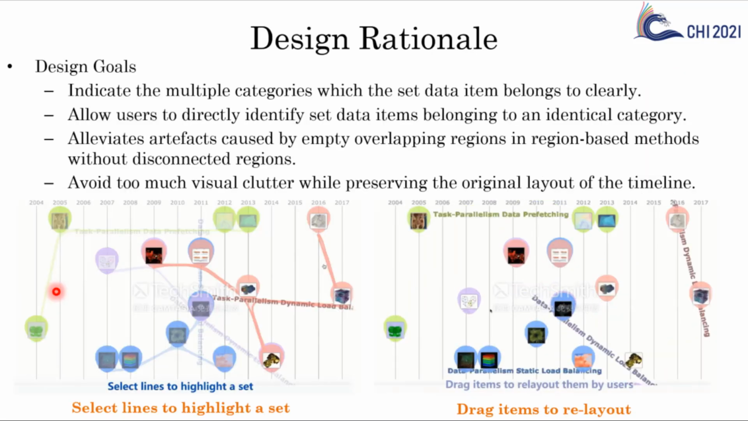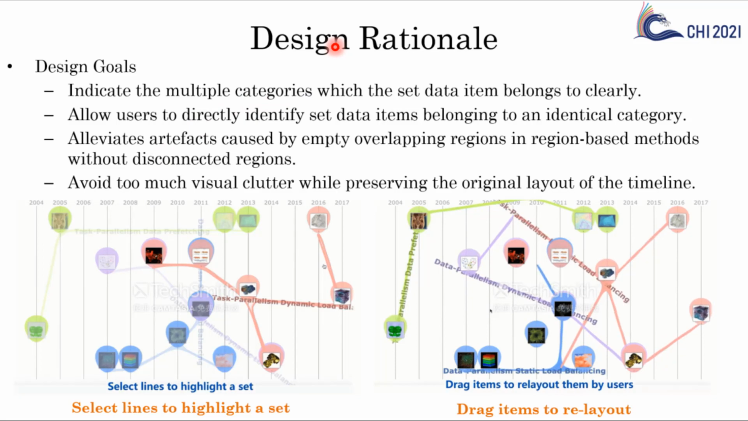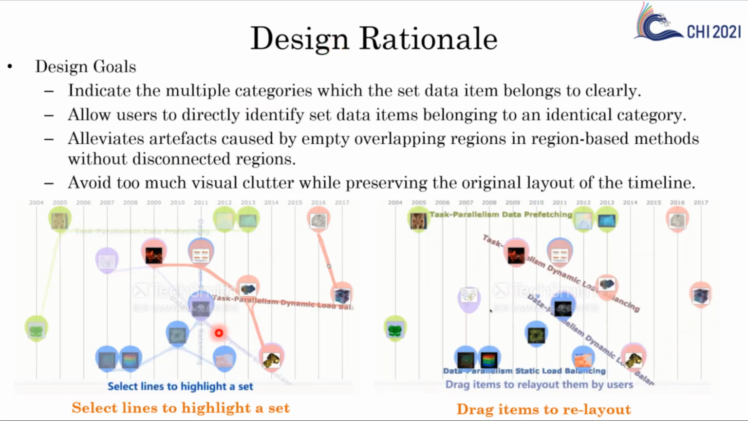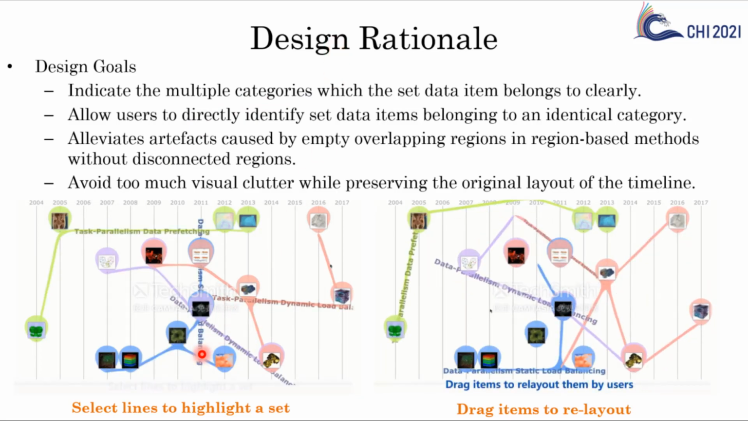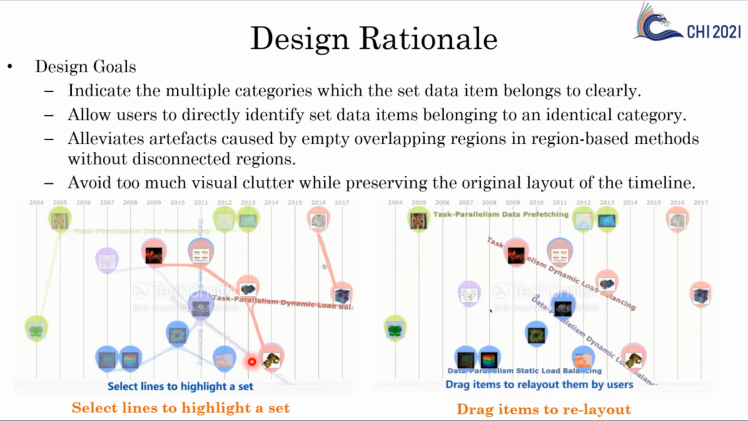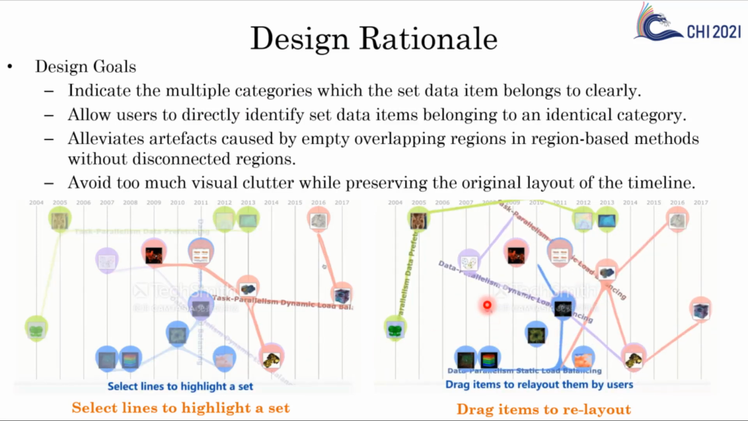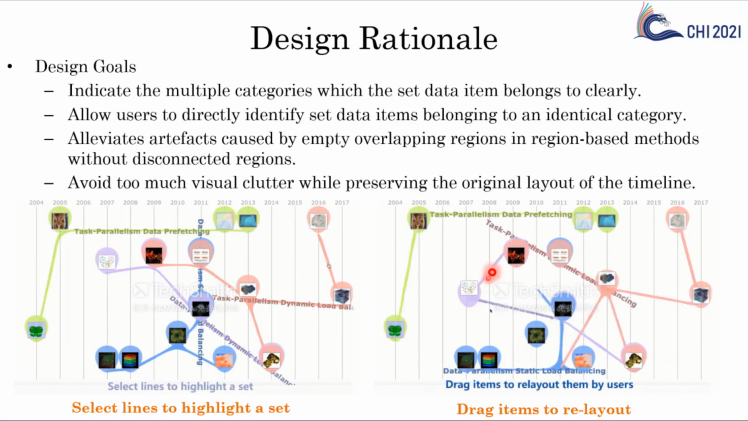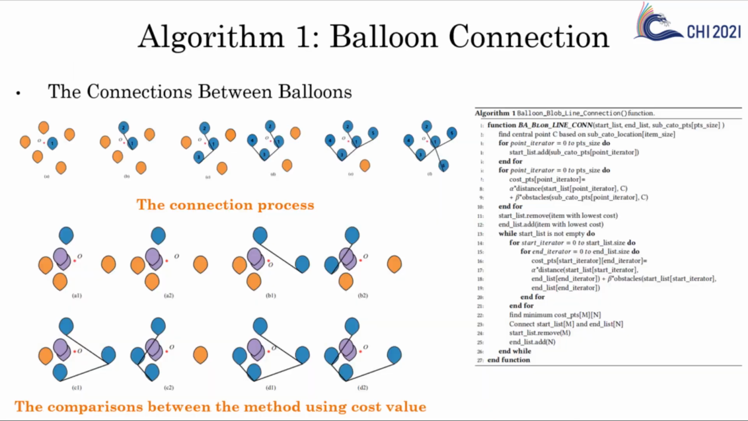We propose 4 design goals. Also, when users select a category, balloons and lines of that category are highlighted. Users can drag items to re-layout to avoid too much visual clutter.